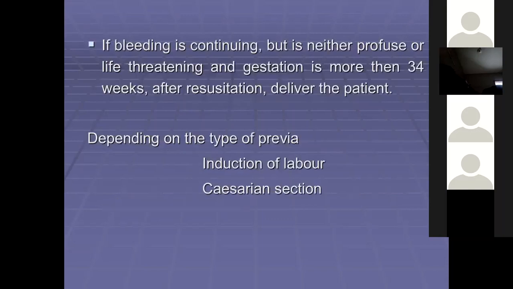Second option: if bleeding is continuing but is neither profuse nor life-threatening and gestation is more than 34 weeks, after resuscitation, deliver the patient. So depending upon the type of previa, whether induction or cesarean. Type 1 is a lower segment placenta, but it will not reach the internal cervical os, same in type 2. While in type 3 and 4, we cannot think of even a normal trial, we go straightforward for cesarean section.